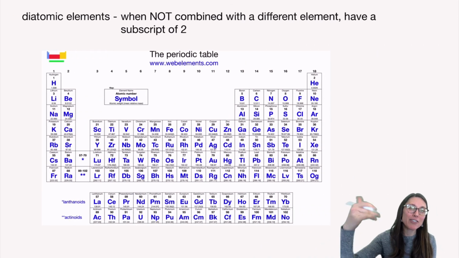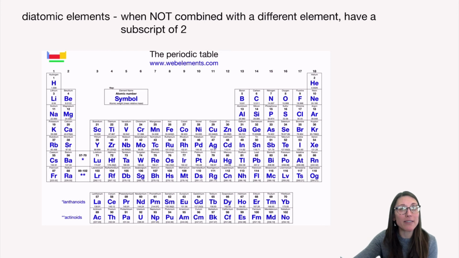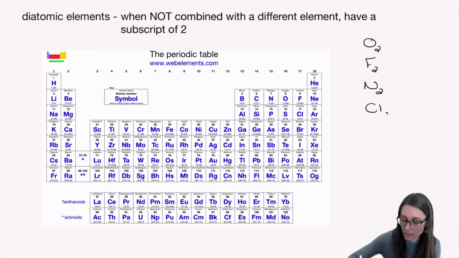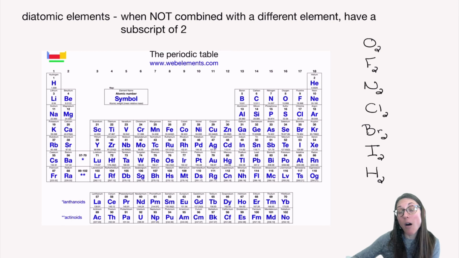One last little thing I have to toss out there. There are some elements that we find in nature as diatomic molecules. Diatomic, well, di means 2. It means that whenever I find these elements by themselves and they are not reacted with a different element, they come in pairs. So for example, oxygen, fluorine, nitrogen, chlorine, bromine, iodine, and hydrogen. All of these are found as diatomic elements.